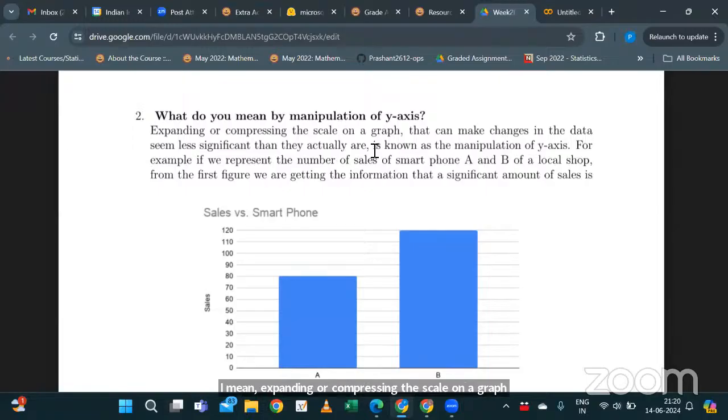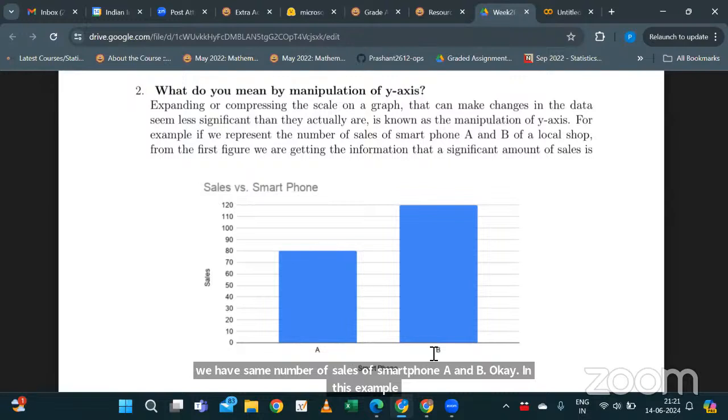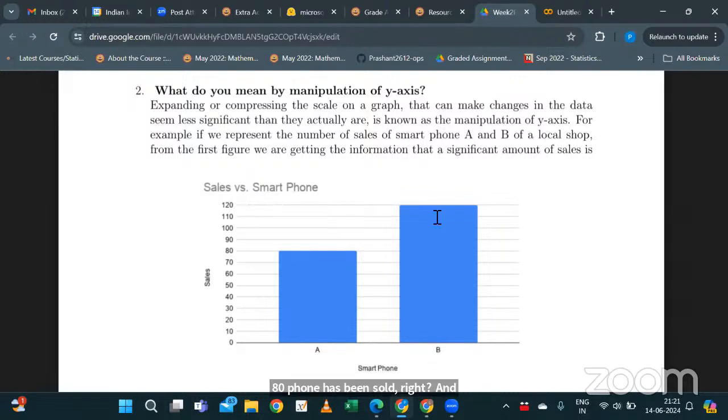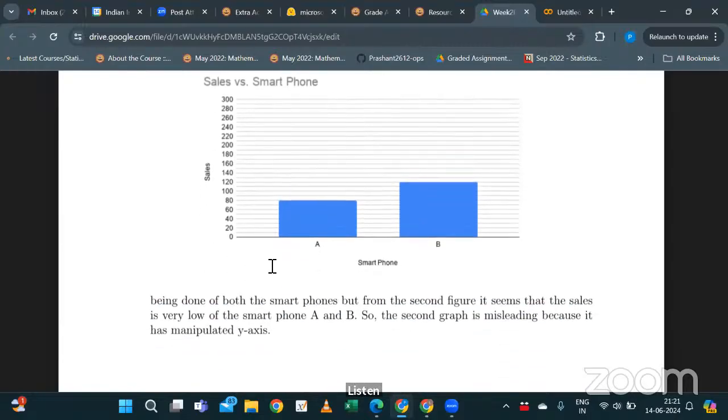Okay, what does this mean? Let's try to understand with this example. Suppose we have the sales of smartphone A and B. In this example, for A, 80 phones have been sold, and for B, 120. I mean, there is a difference of only 40 phones. Is this clear? Now, sir, what is the meaning of manipulation of y-axis? Suppose you have expanded the y-axis. Then can you see what is the difference here?